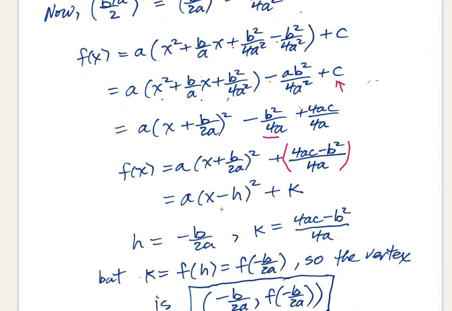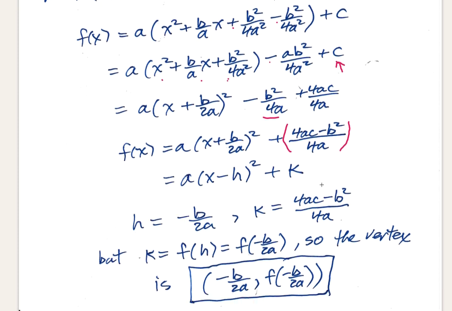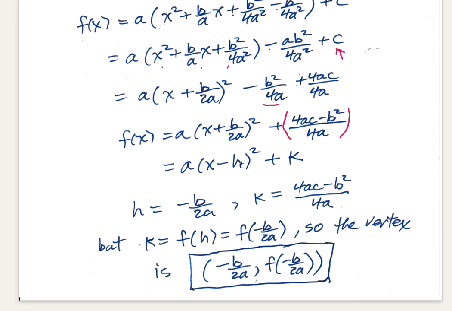a times (x minus h) squared plus k, right? This is what I like to call the vertex form of the parabola, because you should be able to read the vertex right off from it, right? Okay, now just compare.